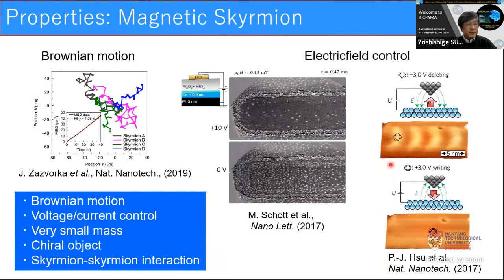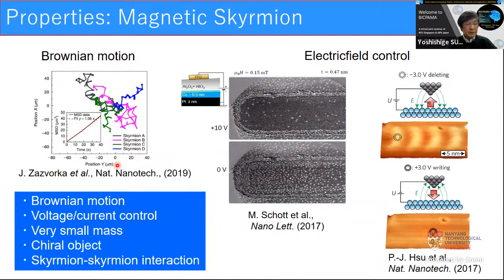So next, I will explain several important properties of the magnetic skyrmion. The skyrmion shows Brownian motion at ambient temperature. Usually, Brownian motion occurs for a particle suspended in a liquid, like a flour powder particle. However, the skyrmion exists in an all solid-state system and shows Brownian motion. This is a fantastic feature for solid-state electronics.